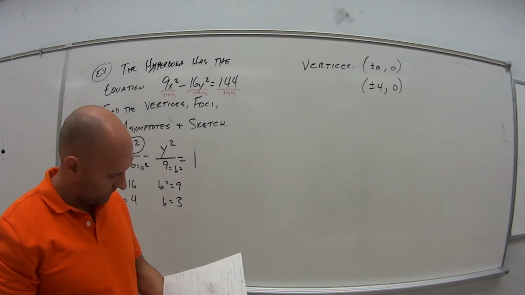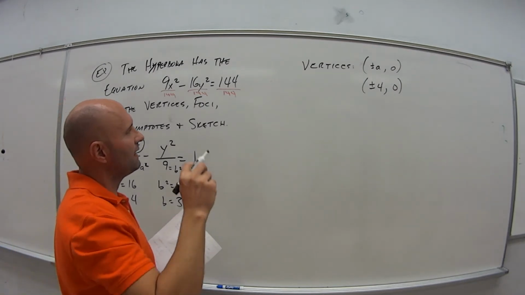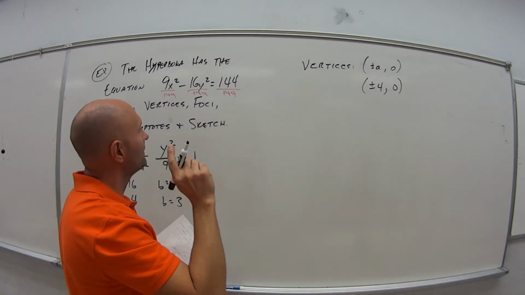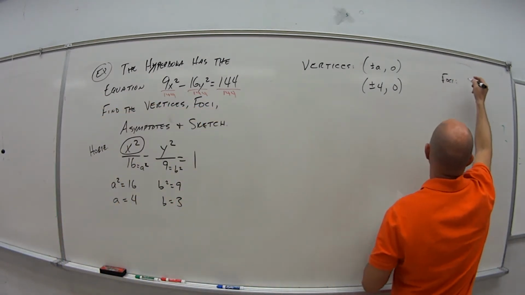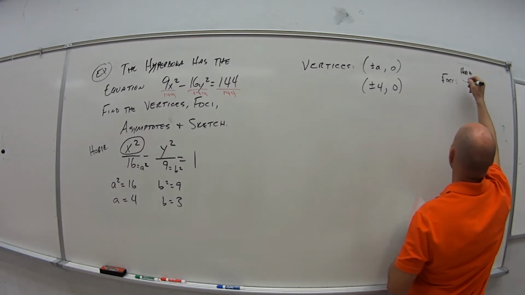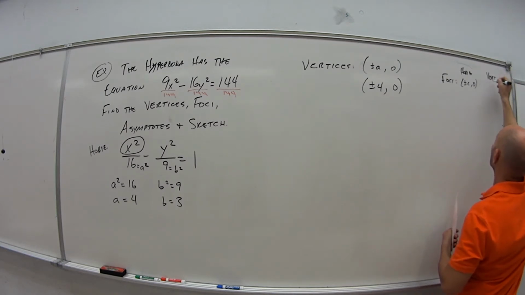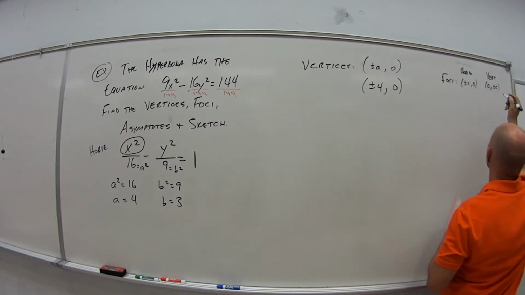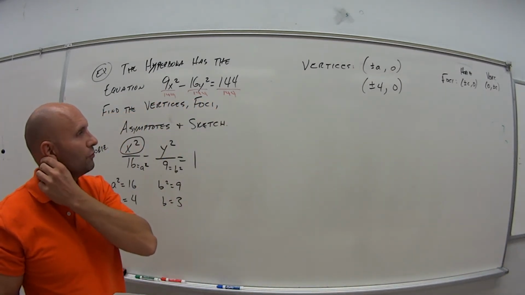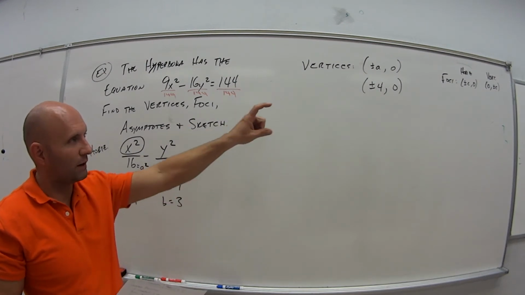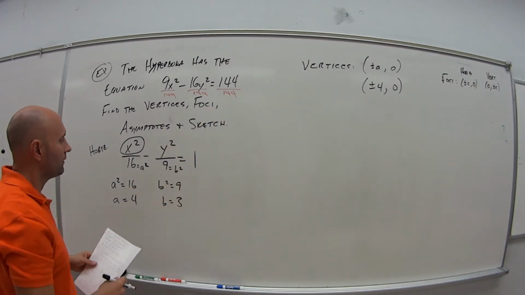Our foci, and I think in the first video, I gave you guys the formula for c squared. Let me have you add this to your chart. So foci for the horizontal is plus or minus c and 0. And for the vertical, it's 0 and plus or minus c. I'll make sure I point that out in class, but I didn't give you those values. I gave you how to find c, but I didn't tell you that those were the points for the foci. So make sure you make the change to your notes there.